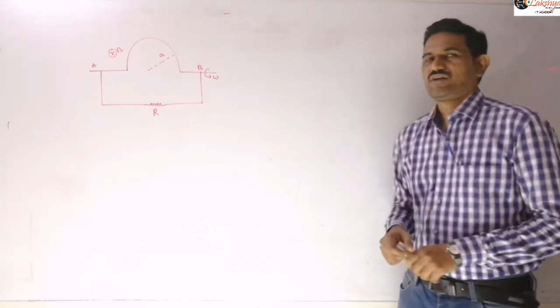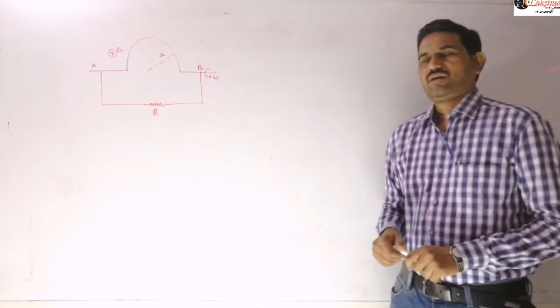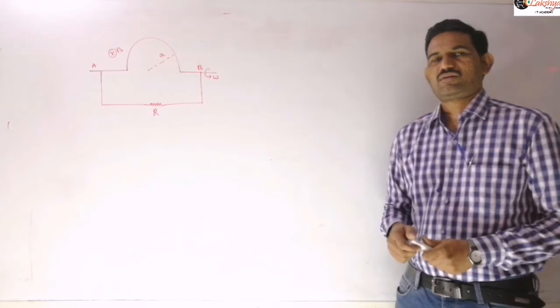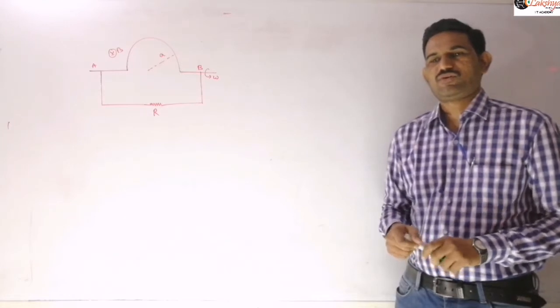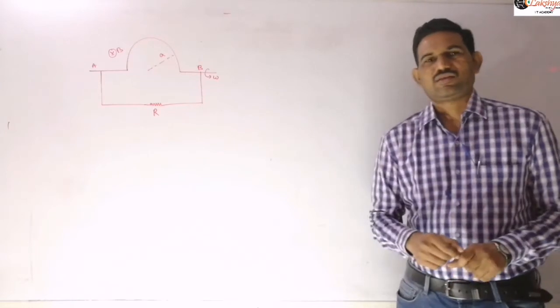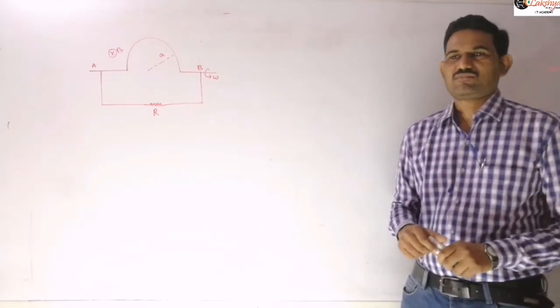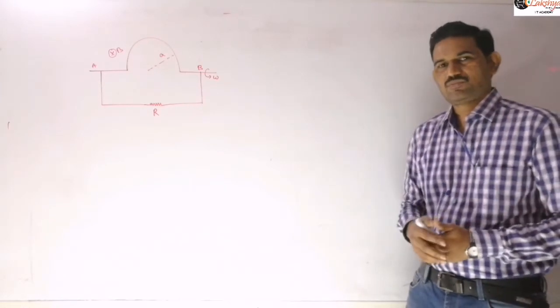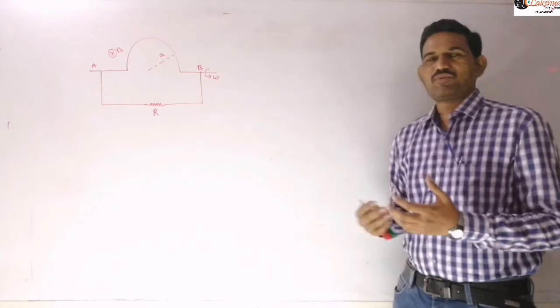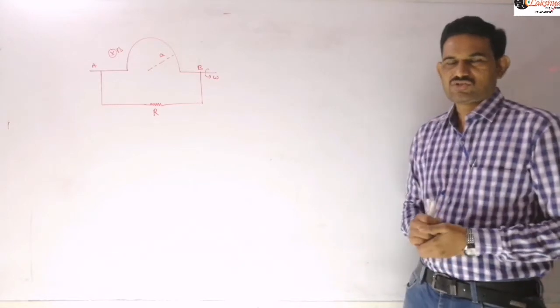Find the average power developed in one revolution, or in one time period, whatever it is, both are the same. That means we need to calculate the average power developed in the resistor in one revolution, right?